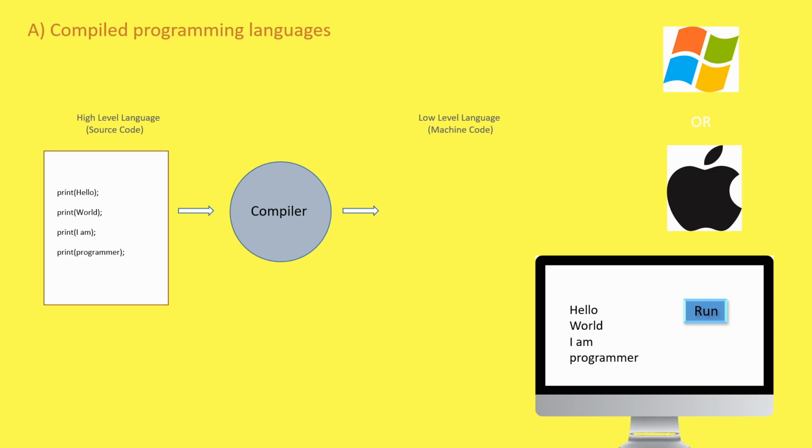So for that reason, programs that are translated from high-level language to machine code using a compiler are called platform-dependent programs, since the machine code file that the compiler outputs will be targeted for a specific platform or operating system.